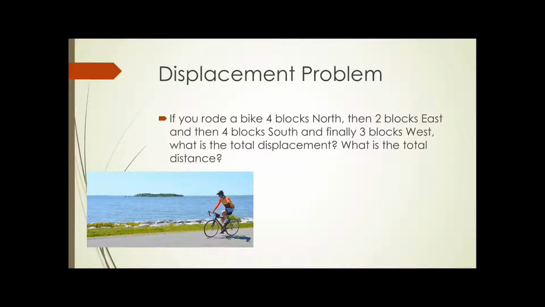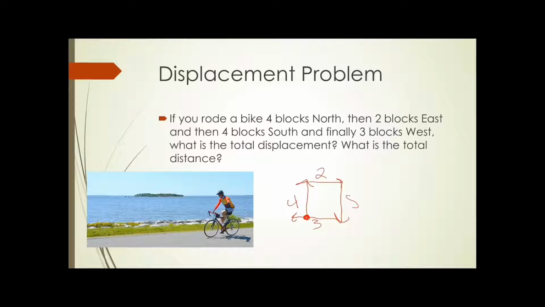So if you rode a bike 4 blocks north, then 2 blocks east, then 4 blocks south, and finally 3 blocks west, what is the total displacement and what is the total distance? So if we're going 4 blocks north, 2 blocks east, 4 blocks south, and then 3 blocks west, what is our total displacement from our starting point?